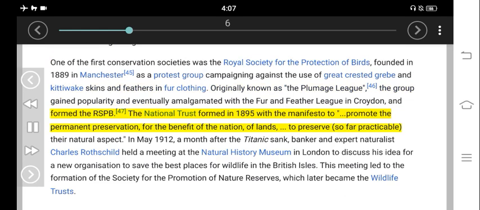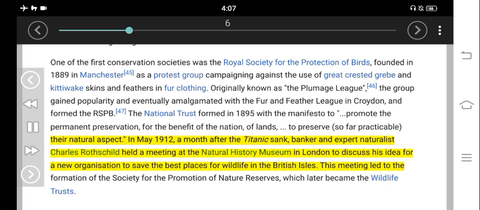The National Trust formed in 1895 with the manifesto to promote the permanent preservation, for the benefit of the nation, of lands to preserve, so far practicable, their natural aspect. In May 1912, a month after the Titanic sank, banker and expert naturalist Charles Rothschild held a meeting at the Natural History Museum in London to discuss his idea for a new organization to save the best places for wildlife in the British Isles.